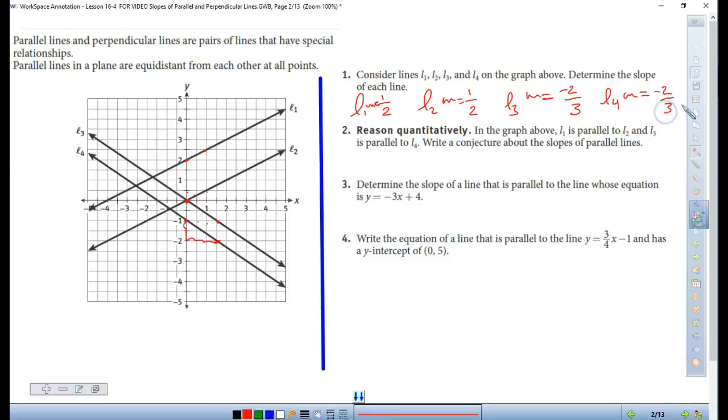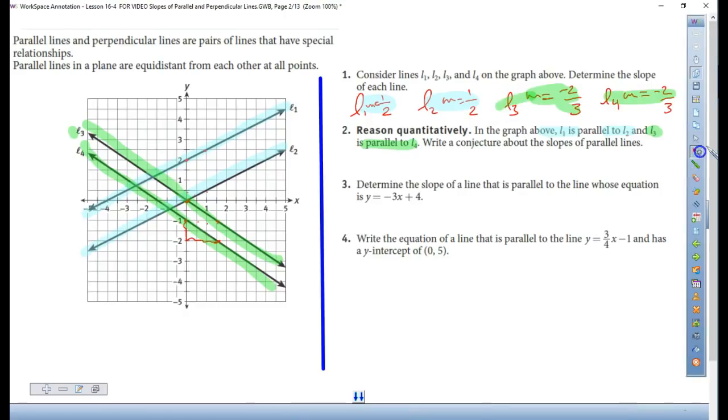So taking slopes off of a graph is something you've done before, and then they tell us that in that graph, L1 is parallel to L2. There are the slopes we found for those. And L3 is parallel to L4. And there are the slopes we found for those.